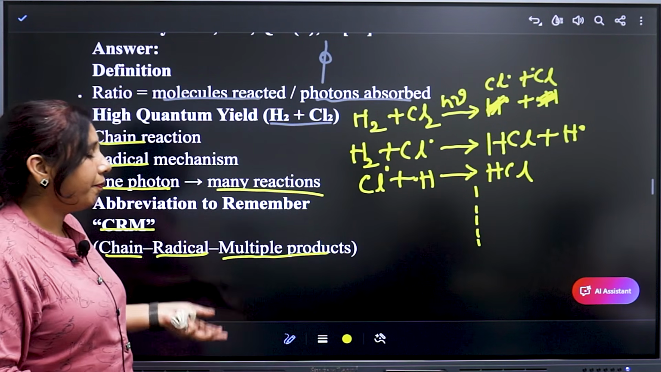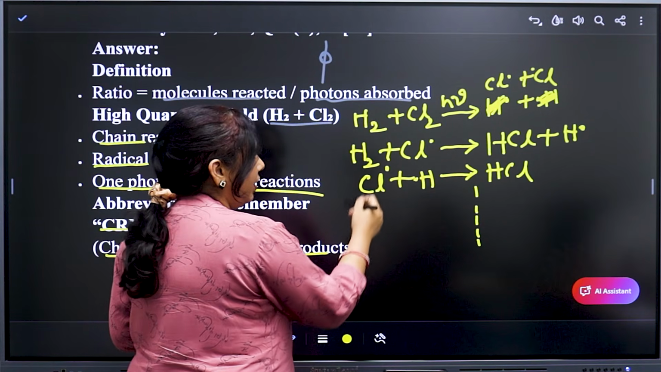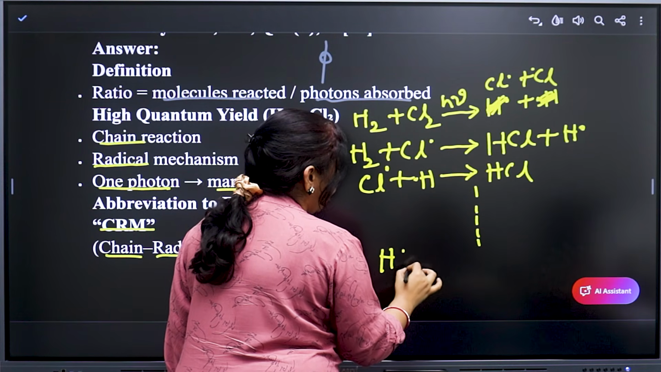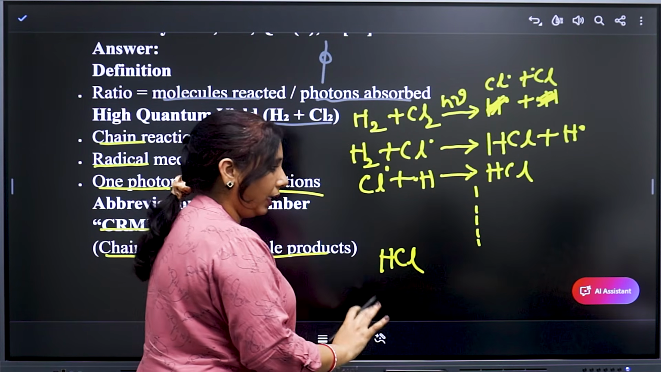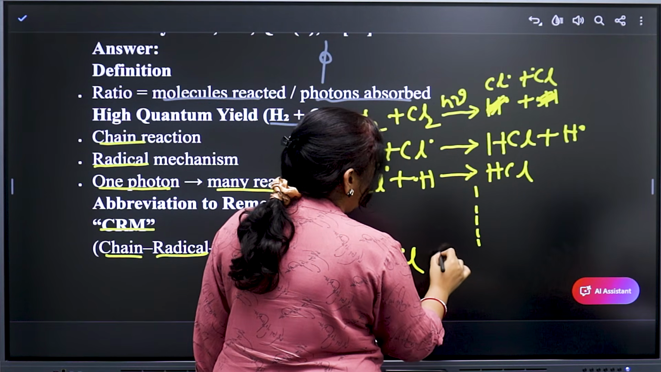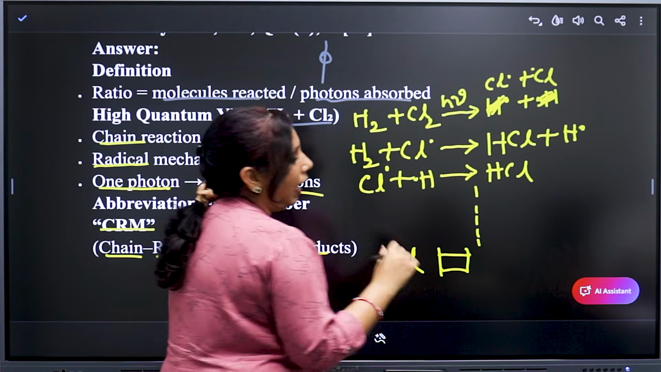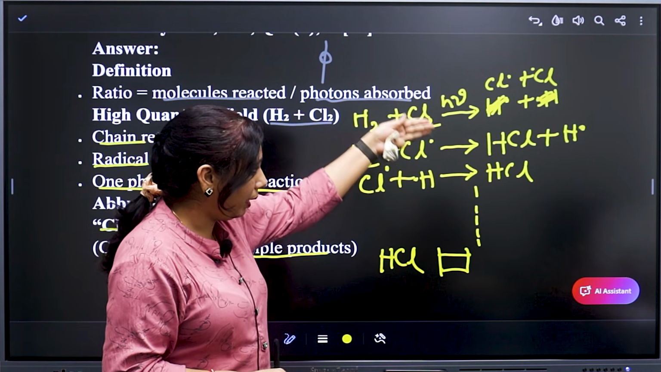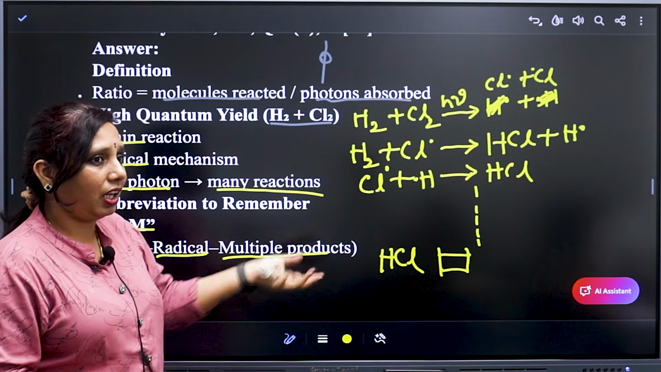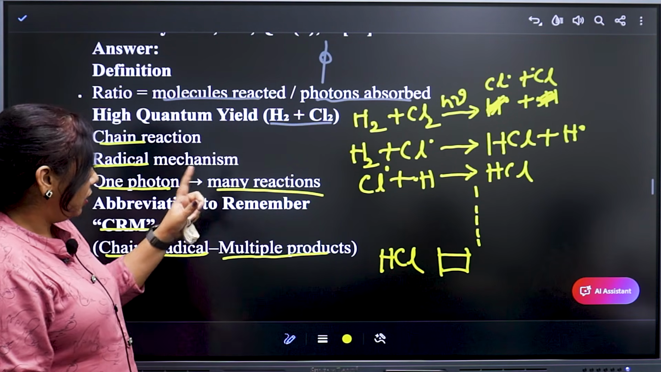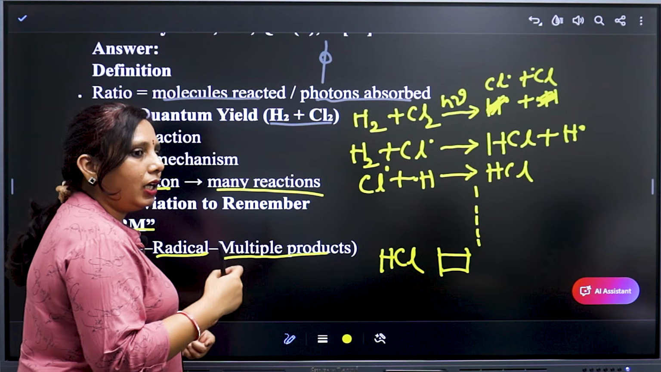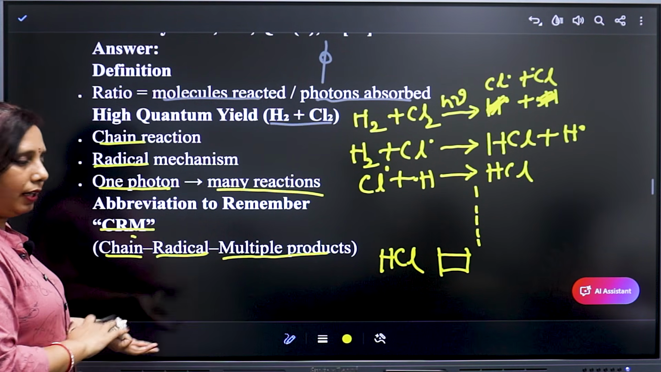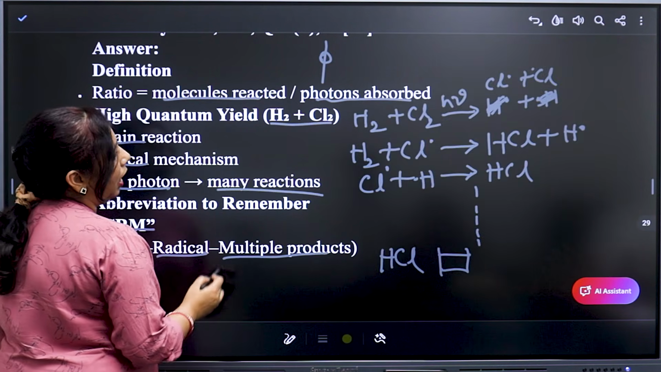Then after some time, any of these radicals combine with each other and form HCl and stop the reaction, or they hit the walls of the container and the reaction stops. So because of a single photon absorption, many reactions go on like a chain. One starts, the other also starts. That's how this reaction has a high quantum yield, right? So remember this abbreviation and you can completely remember the answer.